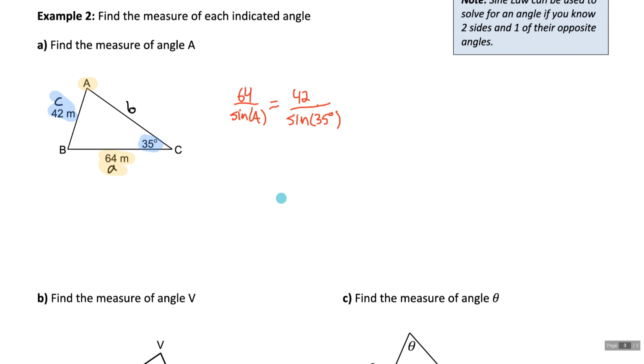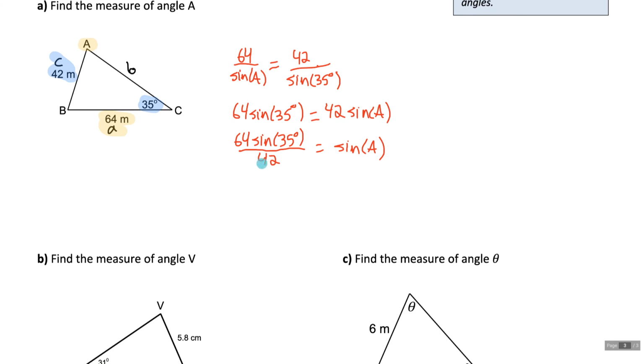Let's actually start by cross-multiplying to get rid of the fractions. So multiply the numerator of the left by the denominator of the right. That's 64 sine 35 equals the numerator of the right times the denominator of the left. So 42 times sine A. And now I'll isolate sine A by dividing the 42 to the other side. So I have 64 times sine 35 divided by 42 equals sine A.